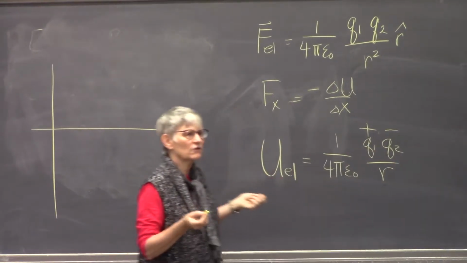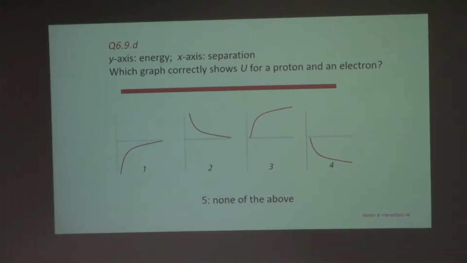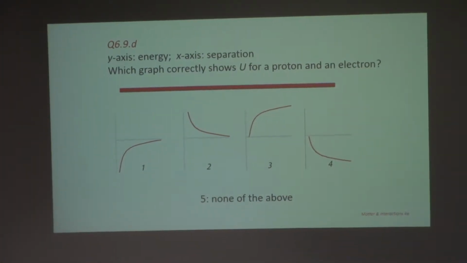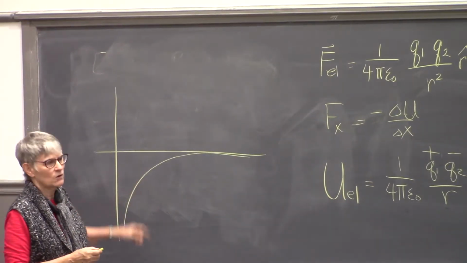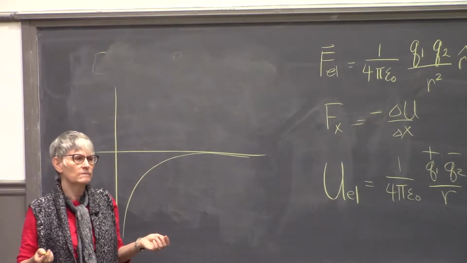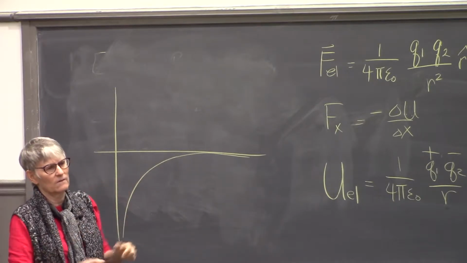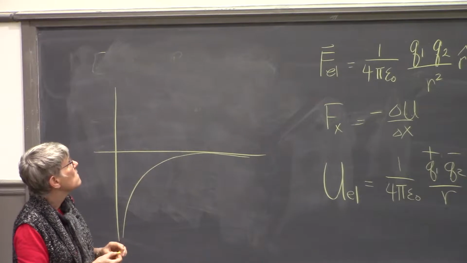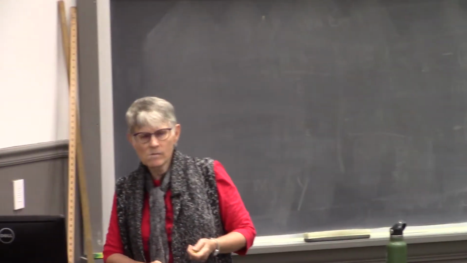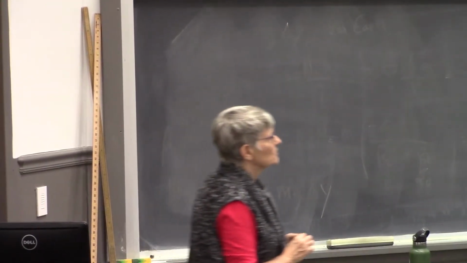So basically, this looks just like the gravitational potential energy for 2 objects attracting each other. We get this minus 1 over r. And as they get extremely close, it gets very, very negative. So, thinking about graphs, questions about that? Okay, so what would it look like for 2 protons?